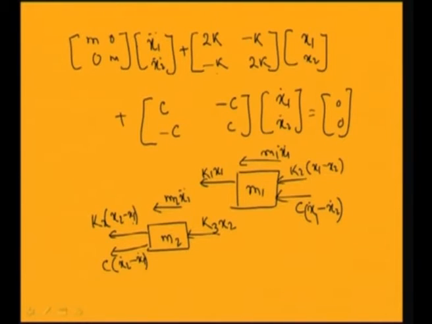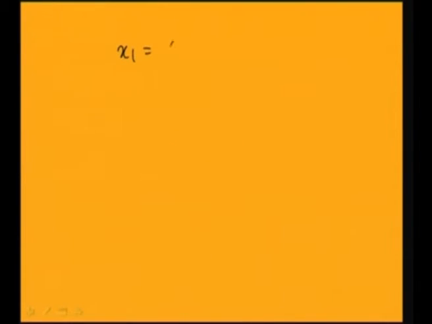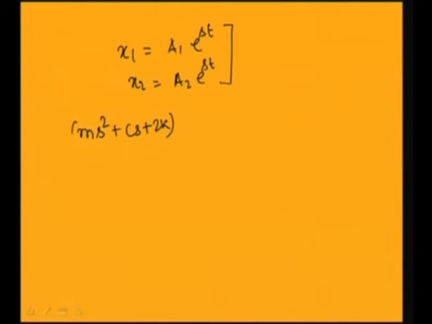Now you can substitute x1 equal to a1 e to the power st, and x2 equal to a2 e to the power st. If you substitute this in the equation of motion, your equation will reduce to this form: (m s square plus cs plus 2k) into (m s square plus cs plus 2k) minus (cs plus k) whole square equal to 0. So you will get this characteristic equation.